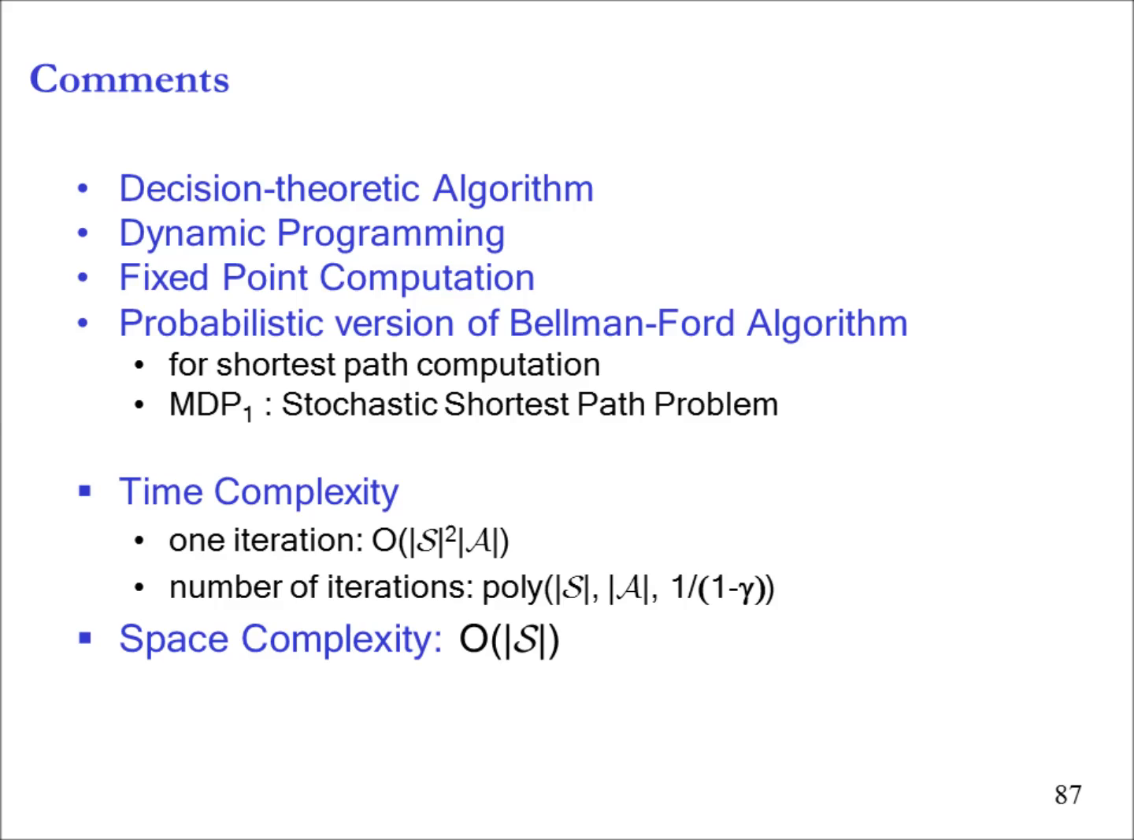A couple of quick comments. So this is a decision theoretic algorithm. Why is it a decision theoretic algorithm? Because it uses the principles of decision theory, about the probability of various outcomes and expectations and what is the best action in order to make this thing work out. It is a dynamic programming algorithm because it is memorizing the value of each state in the previous iteration and reusing that in order to do the next layer. So it's a dynamic programming algorithm.